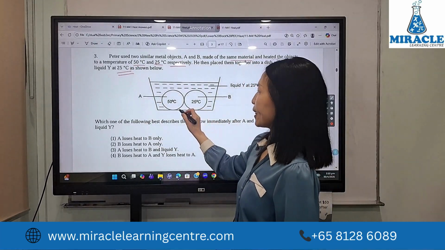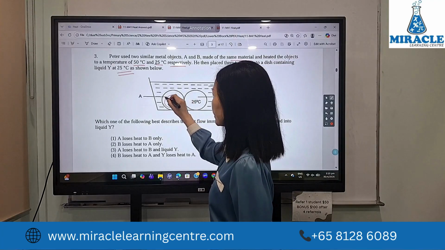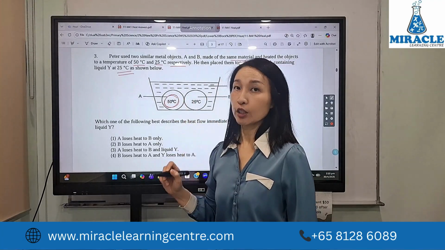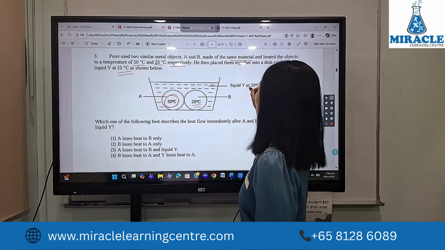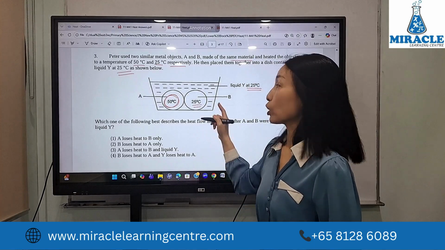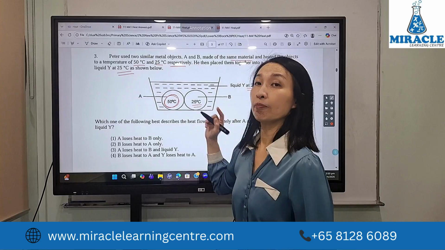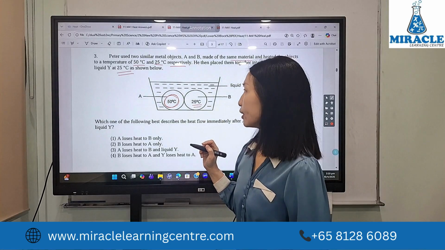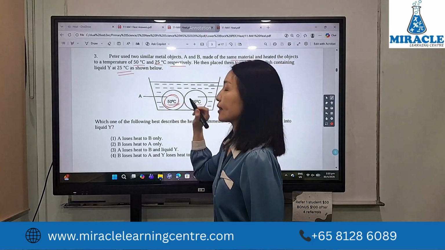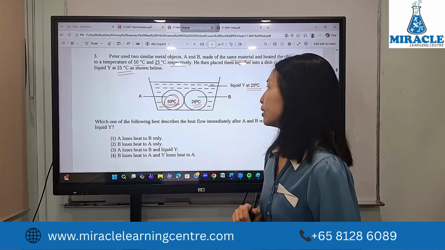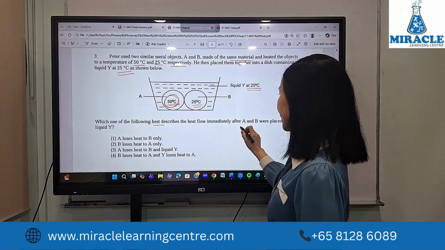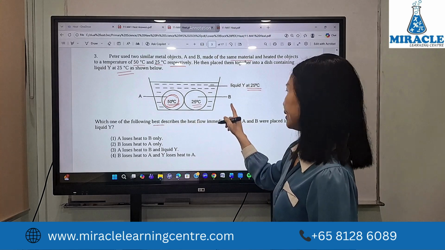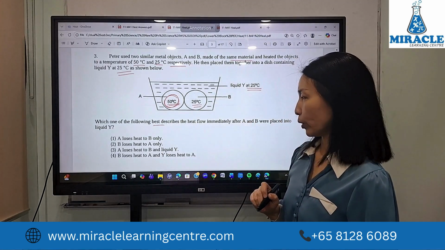So we can see A is 50 degrees, which is the highest temperature, the hottest one, and 25 degrees for B, and Y at 25 degrees, which is lower in temperature than 50. So we can tell that actually A is the hottest object. So which of the following best describes the heat flow immediately after A and B are placed in liquid Y?